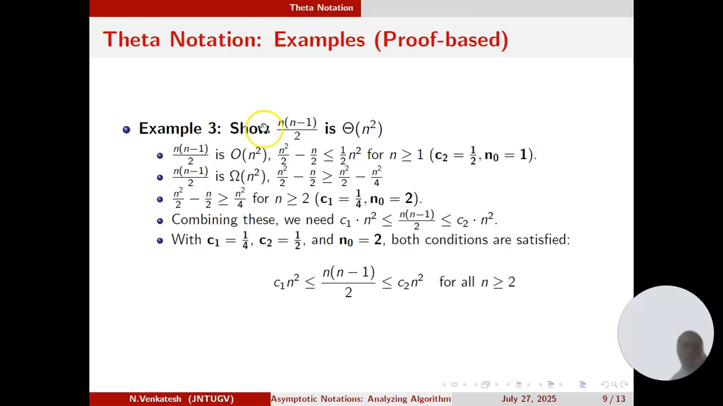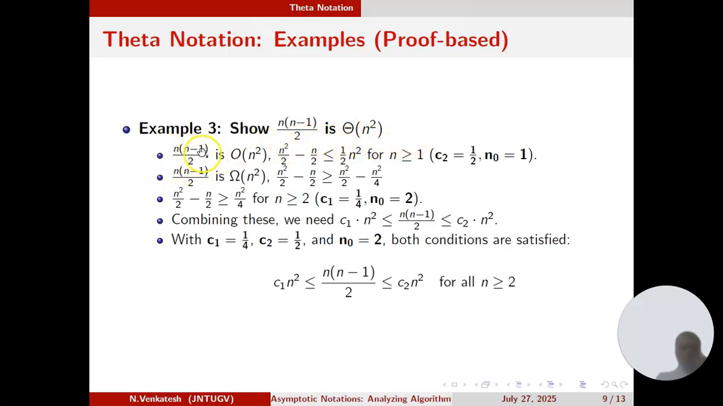Okay, so now we'll try to do one more example. This is a common thing that you get for all the sorting algorithms, where you get first n comparisons, next n minus 1 comparisons, next n minus 2, and so on, plus 1. That is the case for sum of n natural numbers. So we will get n into n minus 1 by 2.